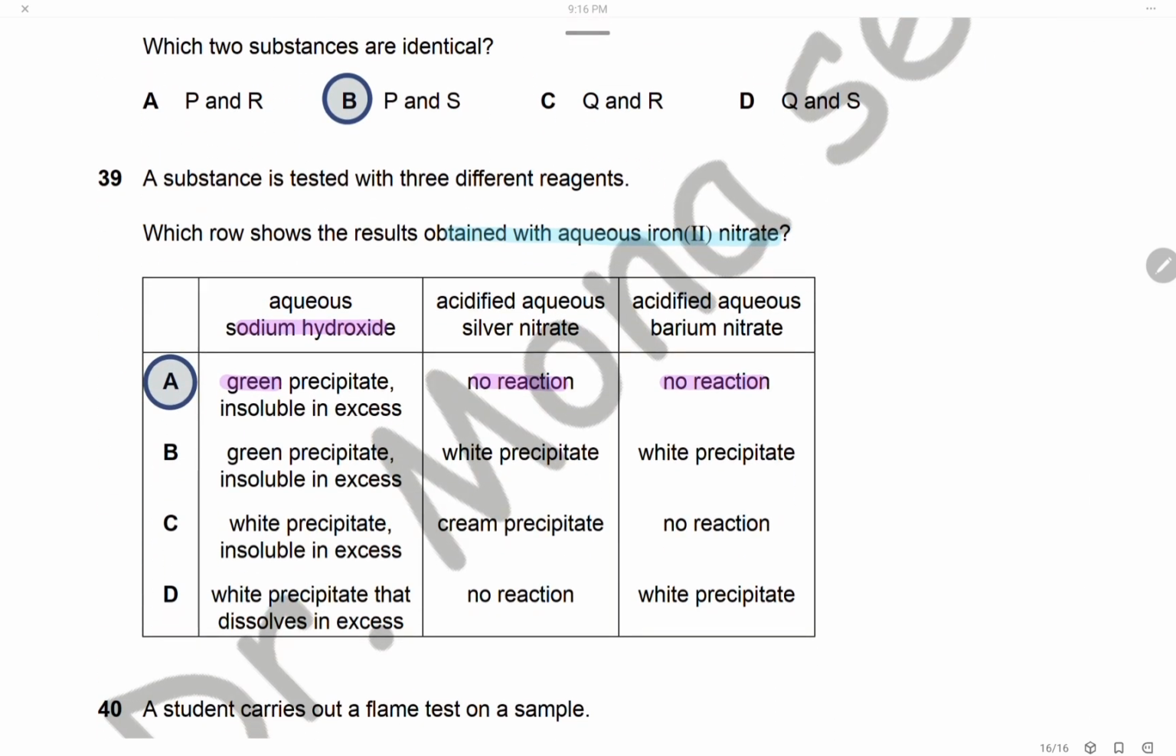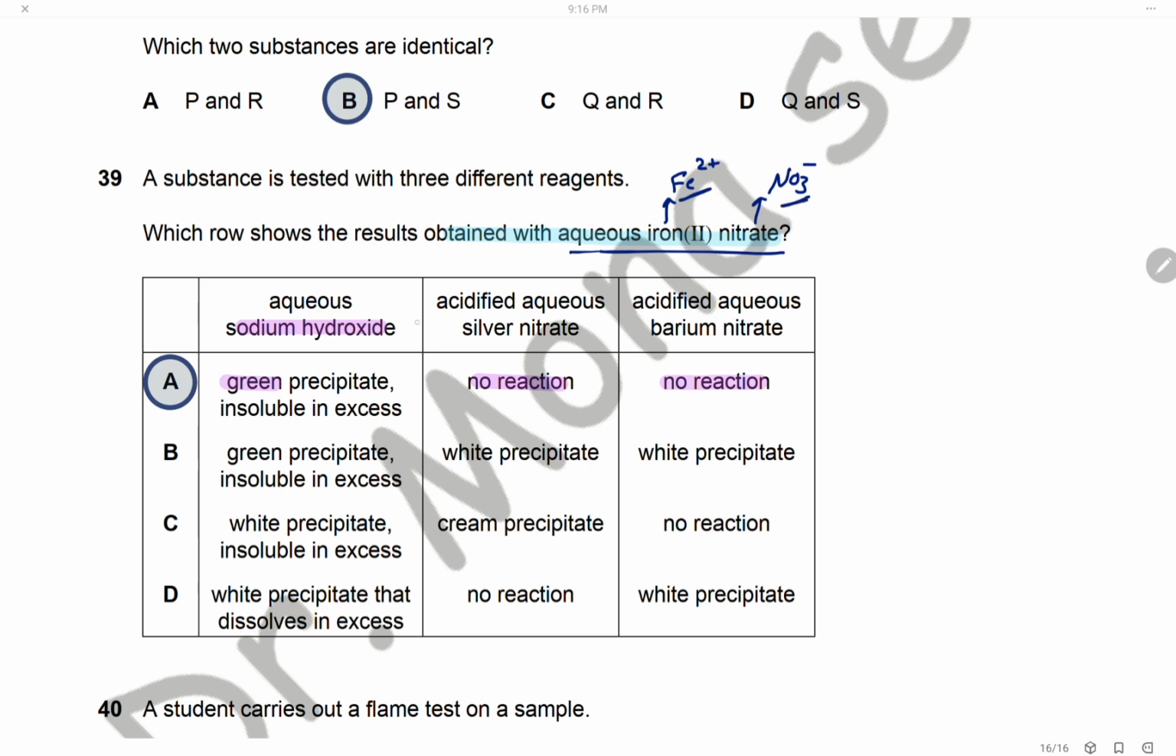Question 39. A substance is tested with 3 different reagents. Which row shows a result obtained with aqueous iron(II) nitrate? Iron(II) nitrate contains iron(II) ions and nitrate ions. So we will search for results of reaction of these 2 ions.